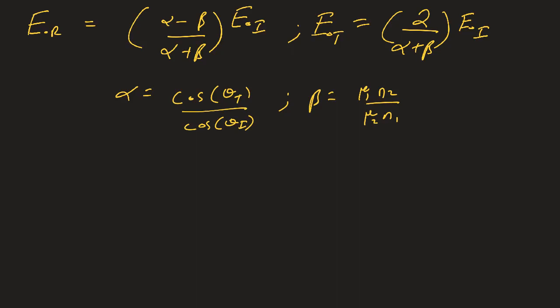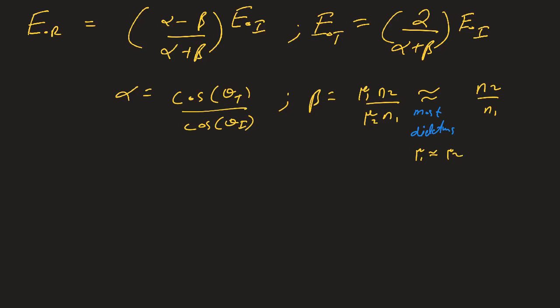Now for most dielectrics, but not all, this is almost equal to n2 over n1, because for most dielectrics, mu1 is approximately equal to mu2. You have certain magnetic materials where this is not the case. So these are our reflection and transmission coefficients.